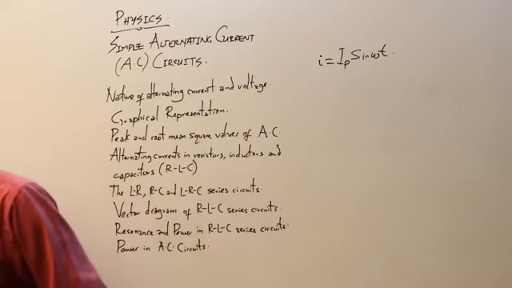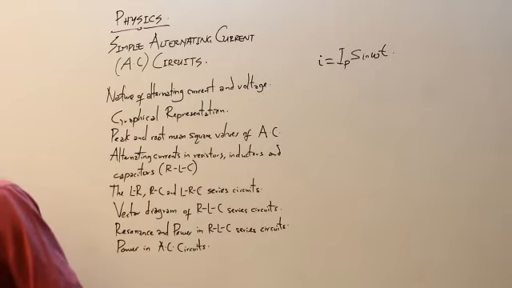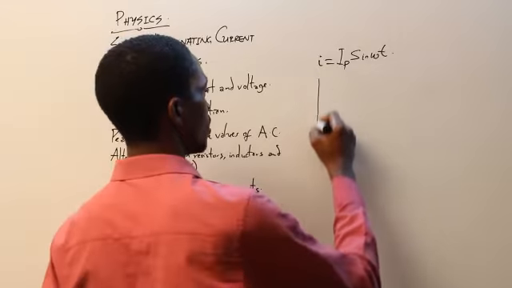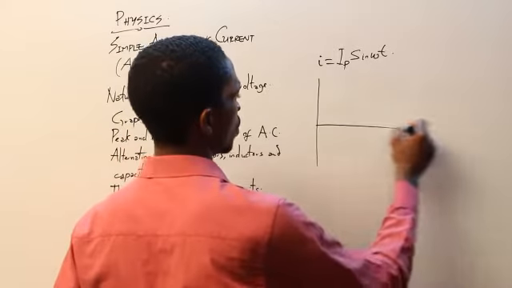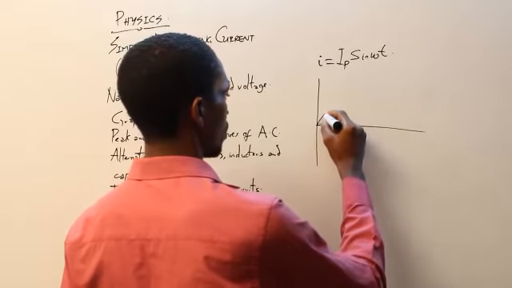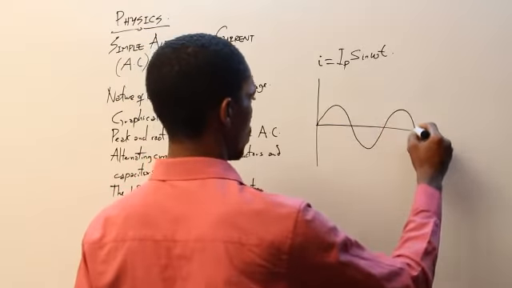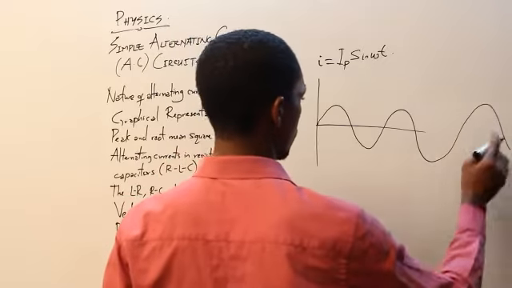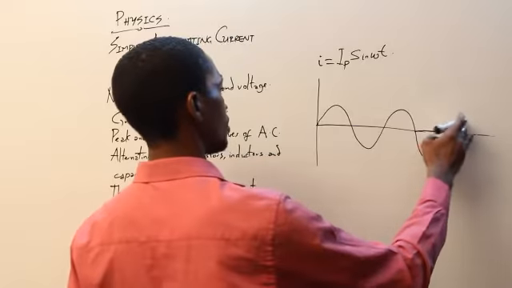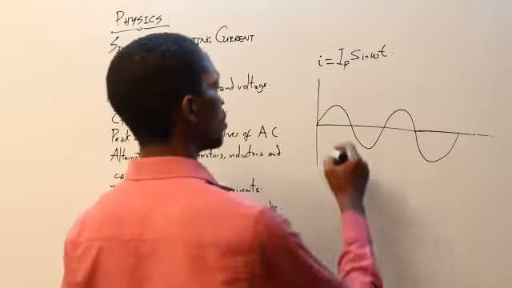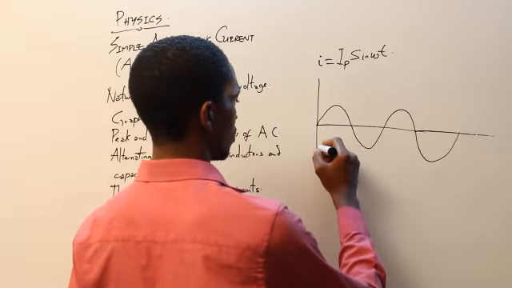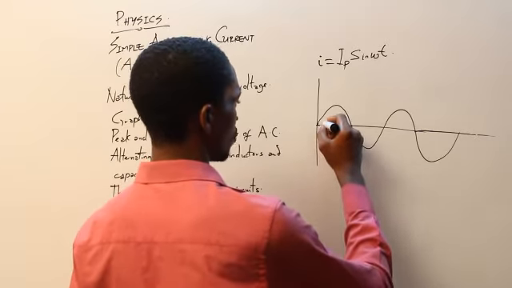Let's take a look at the graphical representation of current and voltage. We can represent them in a waveform. We could have our current going something like this. But our voltage does not start from the same point as our current. We'll have our voltage going something like this.